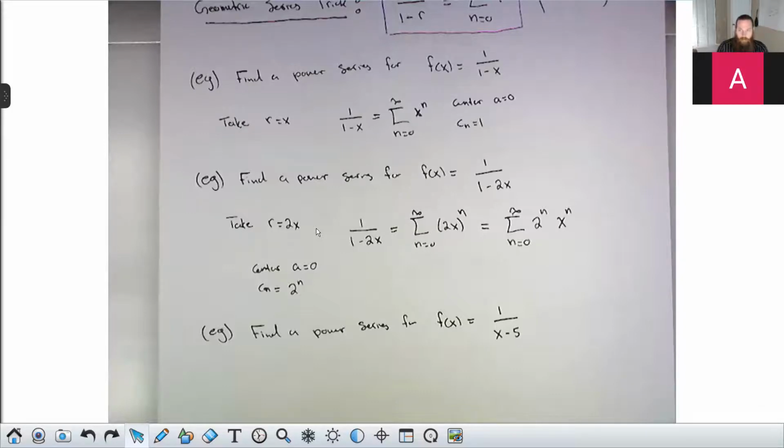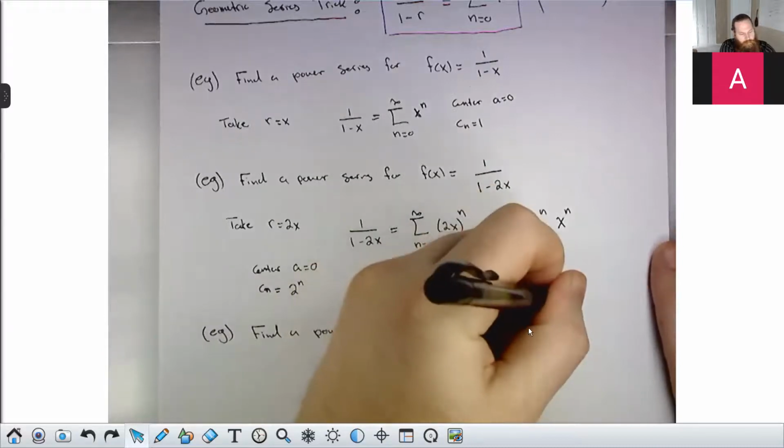It's not immediately obvious what I should choose for r, because it's not 1 over 1 minus something. So far all of these are like 1 over 1 minus something. This is 1 over x minus 5, so I can't take r to be 5. That doesn't make sense because this isn't a 1. So I need to do some algebra. Here's the algebra we're going to do.